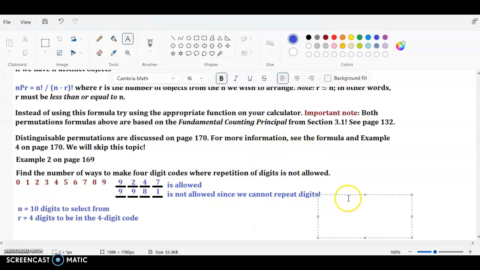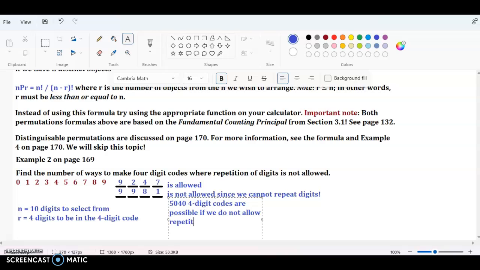if we do not allow repetition of any of the digits. So 5,040 4-digit codes are possible if we do not allow repetitions.